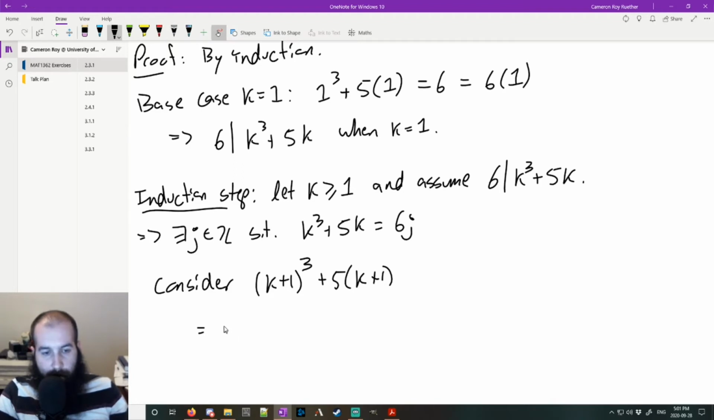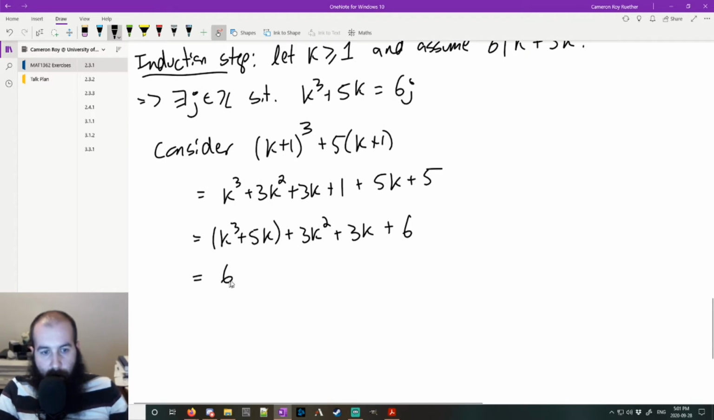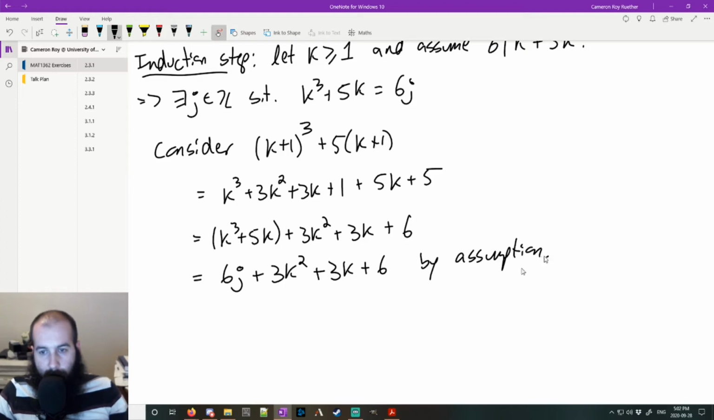We can expand this. And we can group it together, isolating for the expression at k that we have an assumption about, and then grouping all other terms. We can replace this with 6j by assumption. However, now we reach a problem. Before, we had nice factors. Our factor of 4 or a factor of whichever would come out of all terms, but a factor of 6 does not come out of all terms.